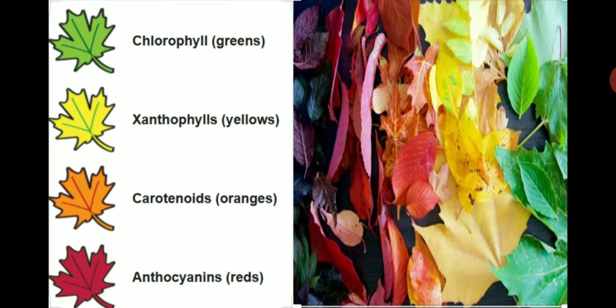We studied about chlorophyll. Chlorophyll gives green color to the leaves. The next pigment we have to study is xanthophyll. Xanthophylls give yellow color to the plants. Do you know about carotenoids? These carotenoids give orange color to the plant parts. Then what about anthocyanin? Anthocyanin gives red color to the plant parts.